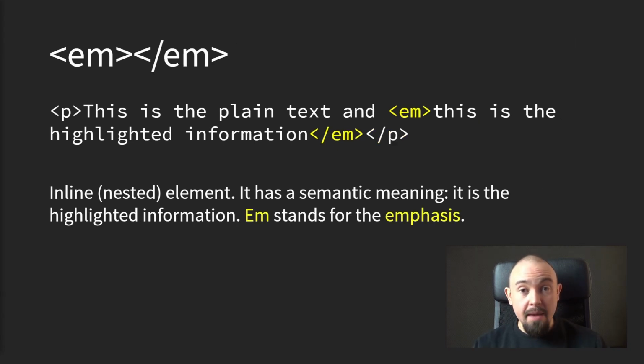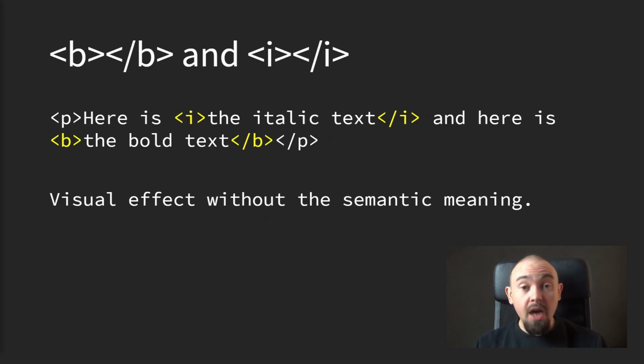Now we can see the M tag. M stands for emphasis. Thanks to it, we inform the browser and the search engines that this is highlighted information. Not necessarily important, but distinguished in some way. B and I are old tags that we should not use anymore because they have no semantic meaning and they only affect the appearance of the element. As we know, the appearance of the elements should be determined using CSS, and HTML should only be responsible for the structure of the website. The B tag makes the text bold and the I tag makes the text italic.